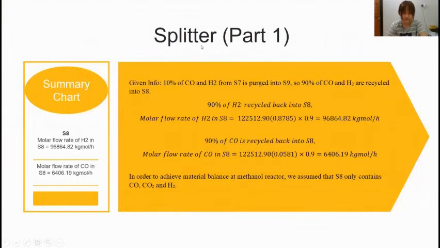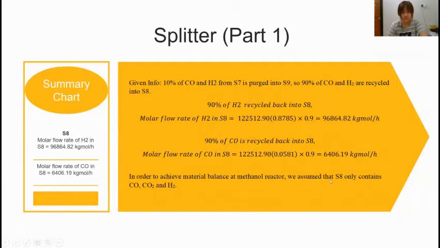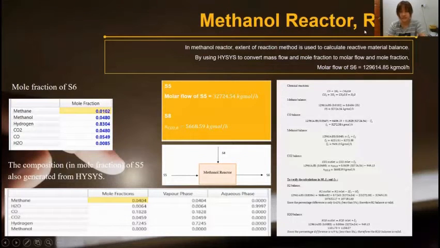In the splitter, in order to achieve the material balance at the methanol reactor, we assume that the stream only contains carbon monoxide, carbon dioxide, and hydrogen. After that, in the methanol reactor, the extent of reaction method is used to calculate the reactive material balance.